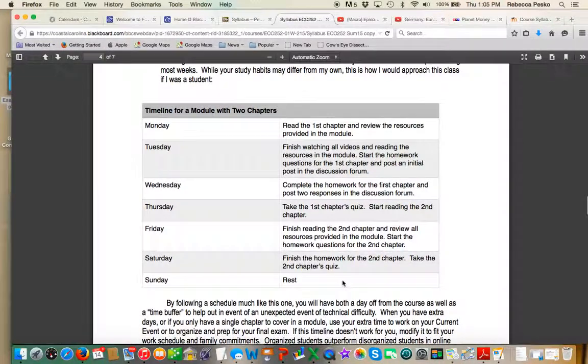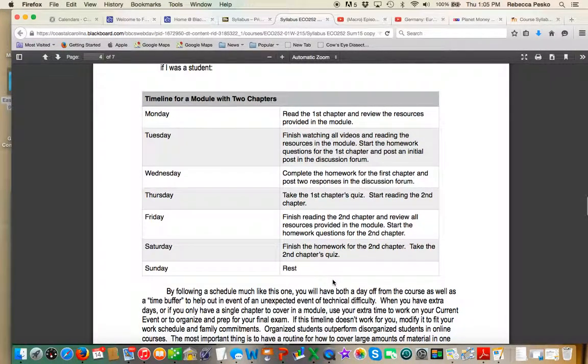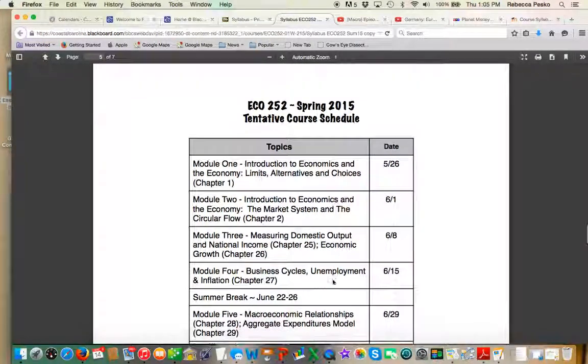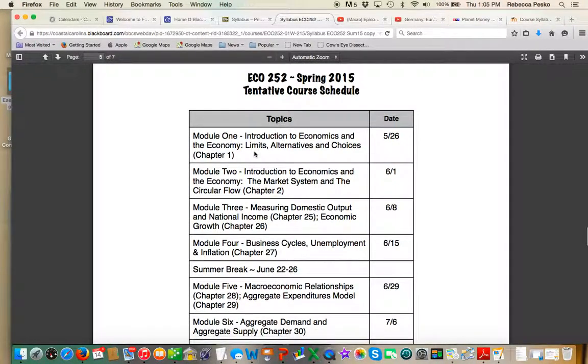And if it doesn't, come up with a different one. But remember that I do not accept late work, so plan ahead. Here's a tentative course schedule. I don't really expect this to change much.